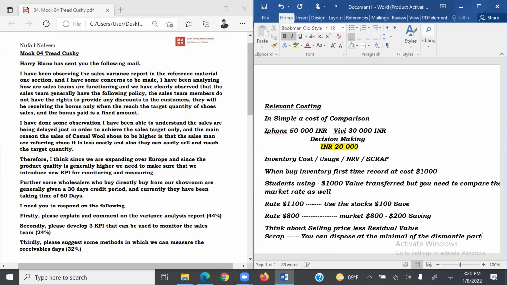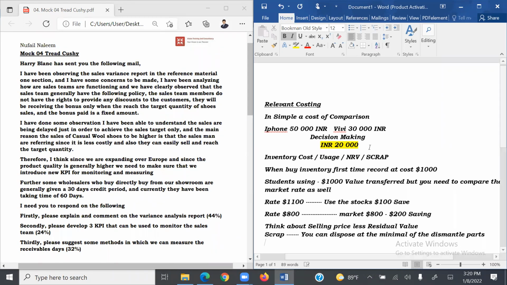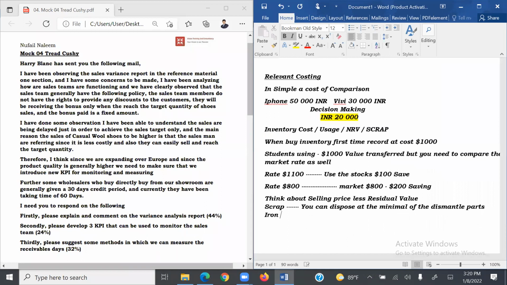Now, example, students, I will teach you. Dismantled parts means iron is a dismantled part, steel is a dismantled part, rubber is a dismantled part. So the people who do this take the iron. Now, if you have a car and the car is very old, the engine is not working, and you can't refix it again, you can scrap it, which means you can sell the steel of your car, the tire of your car, the engine of your car. So this is the basic decision making point of view on this.